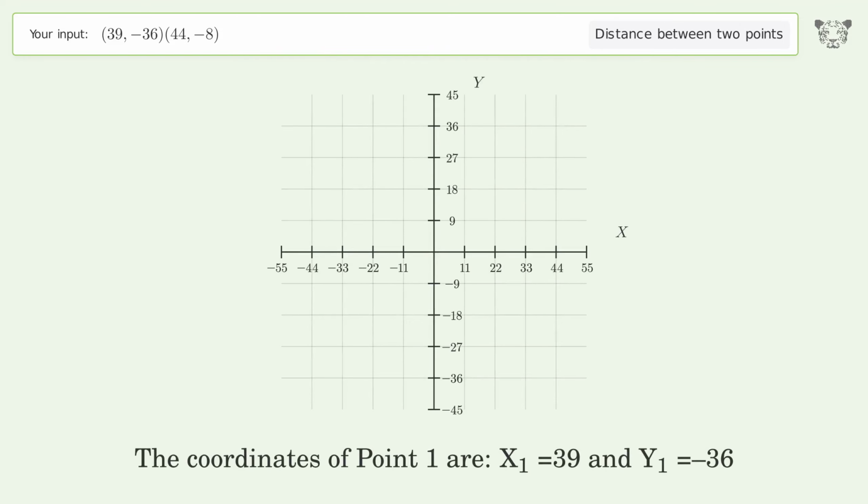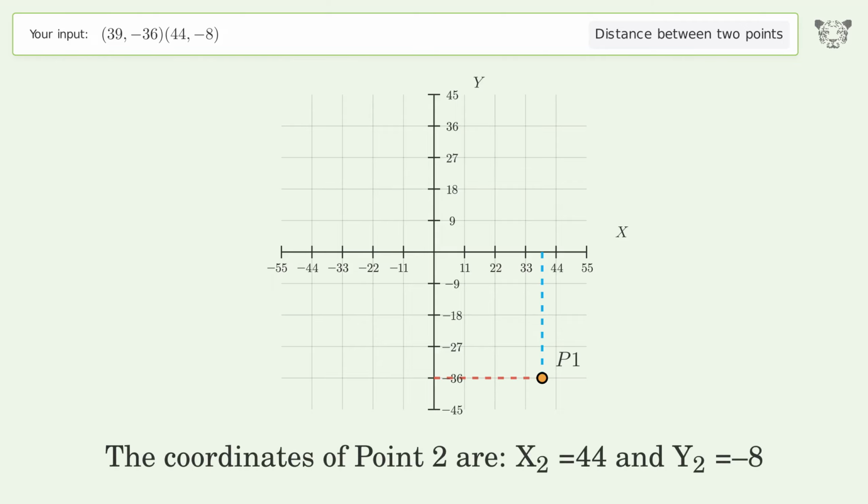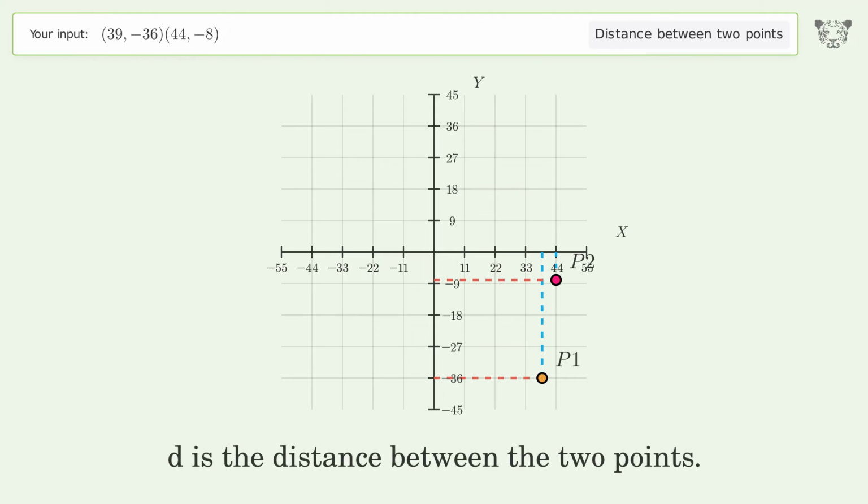The coordinates of point 1 are, x1 equals 39 and y1 equals negative 36. The coordinates of point 2 are, x2 equals 44 and y2 equals negative 8. D is the distance between the 2 points.